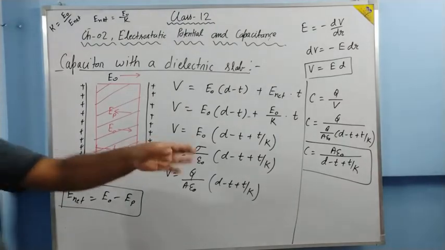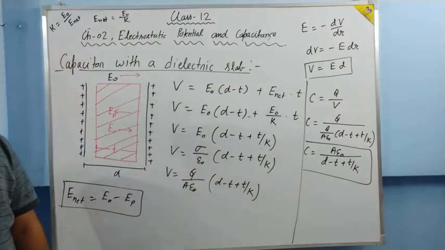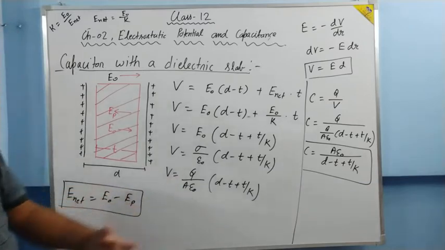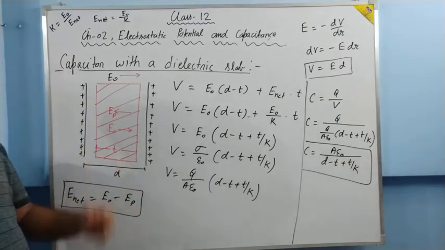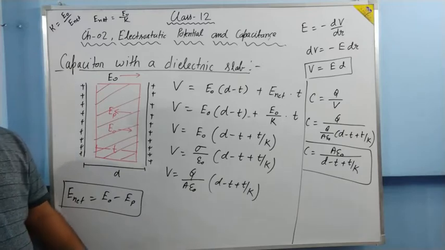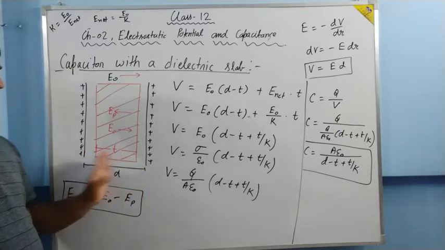This is what the capacitance is. यही तो है capacitance. Is it clear? But this is the capacitance when the dielectric slab is present in between the plates of the capacitor, and that too does not fill the space completely. It is only in T space.